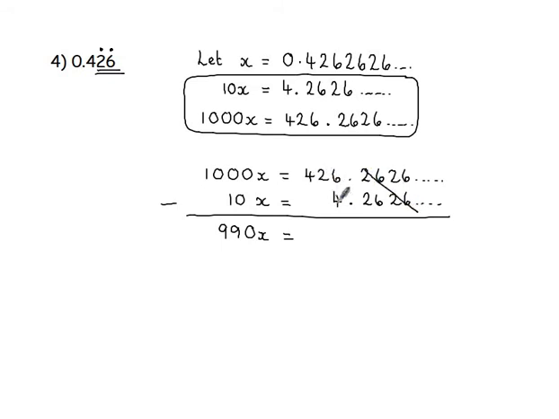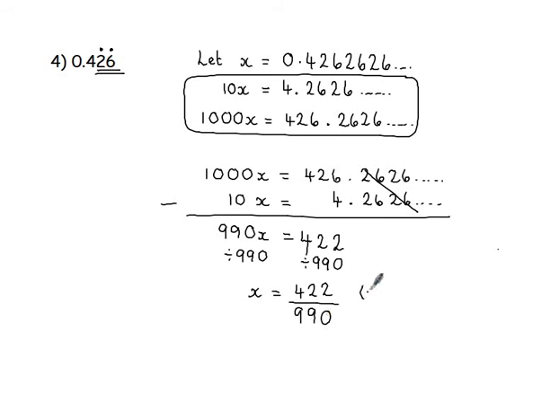So we have 426 take away 4. So 6 take away 4 gives you 2, and then 2 take away nothing, 4 take away nothing, so 422. So you've got 990x equals 422. Divide through by 990. It gives you x equals 422 over 990. Simplify now, you can see both of these are even.